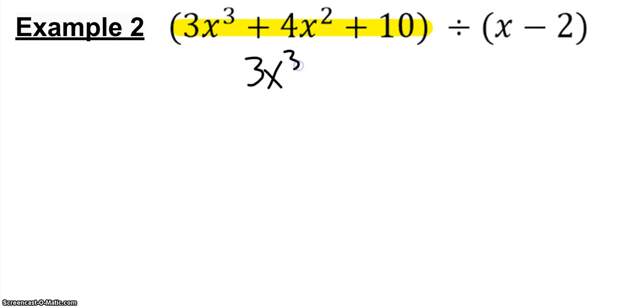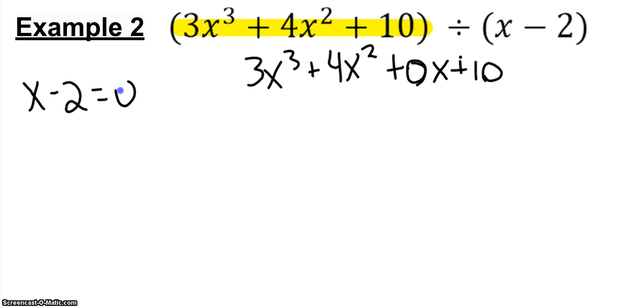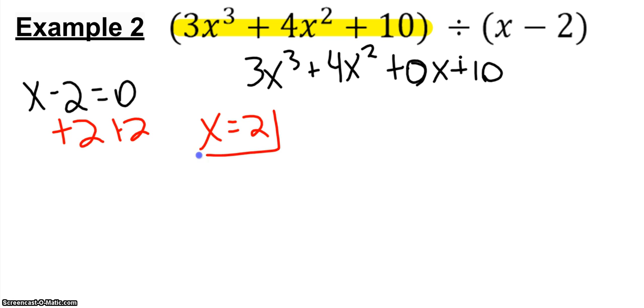So I have 3x cubed plus 4x squared. And as we discussed yesterday with long division, I'm going to have plus 0x plus 10. Okay, the reason why you add the 0x is to help you line everything up. And adding a 0x is not changing your equation at all, since you're adding 0 to the equation. Alright, now I can take my divisor and set it equal to 0. So x minus 2 equals 0. And solve for x. So I'm going to add 2. So x equals 2. And then set up my chart.